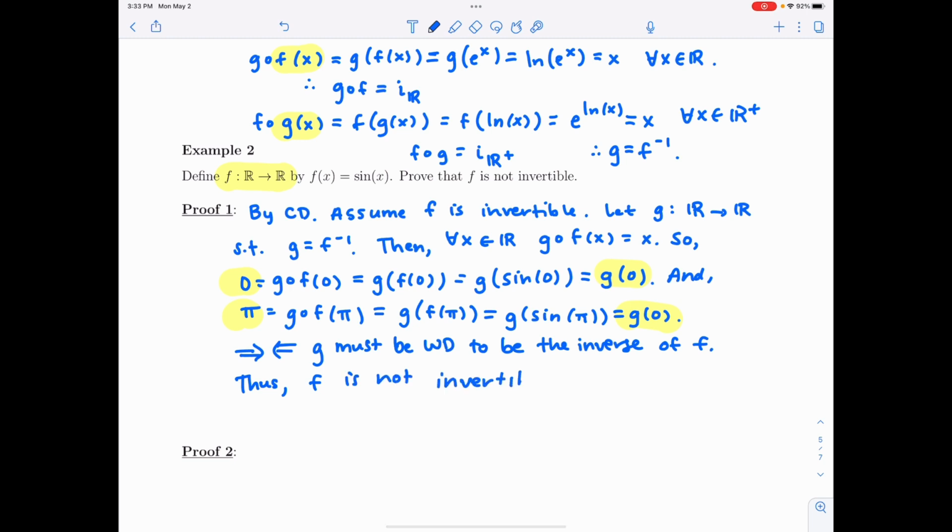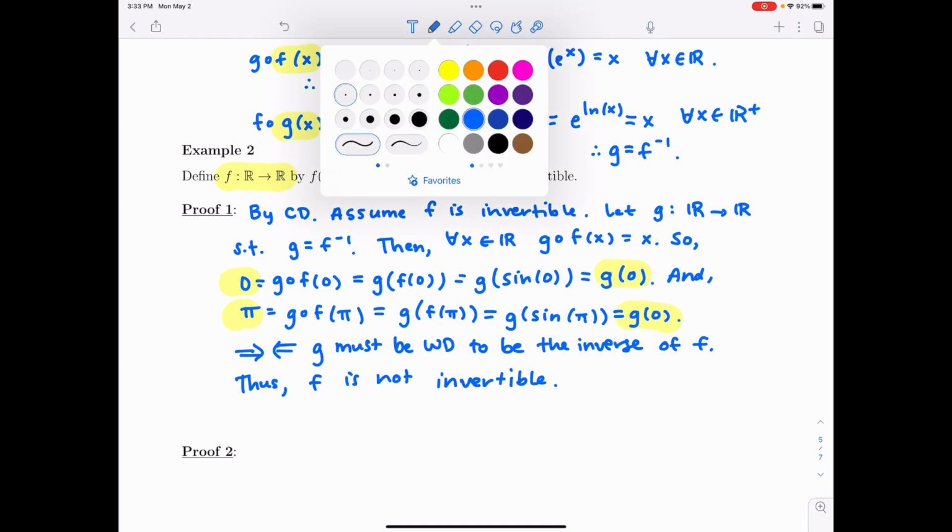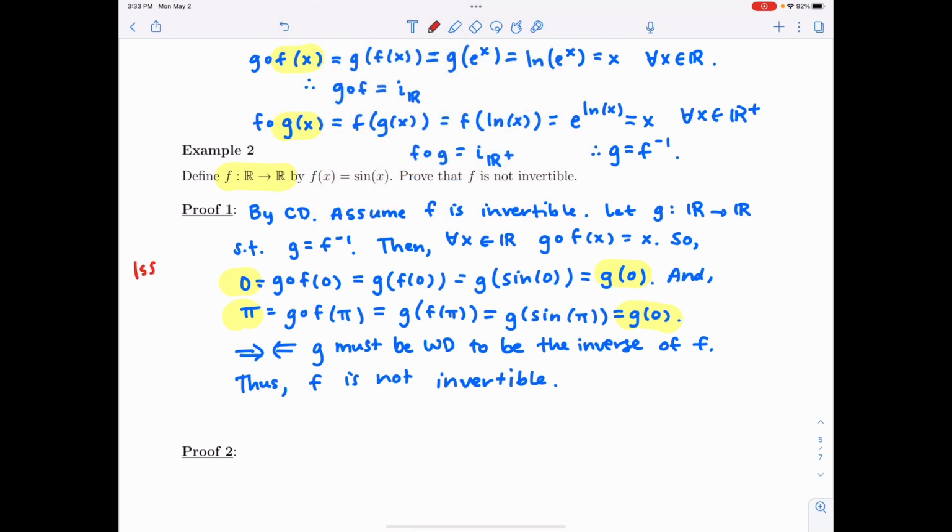What we found is that if we tried to make a mapping that satisfied G composed with F equal to the identity, then we would find that that mapping actually wasn't a mapping. It's not well defined, and that's our contradiction. So here, the issue that we were able to exploit is that F is not one-to-one.